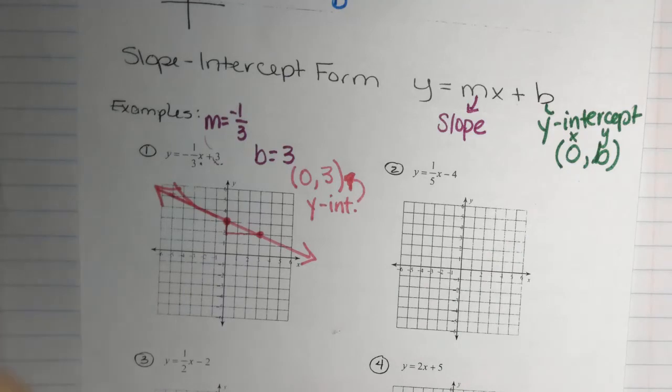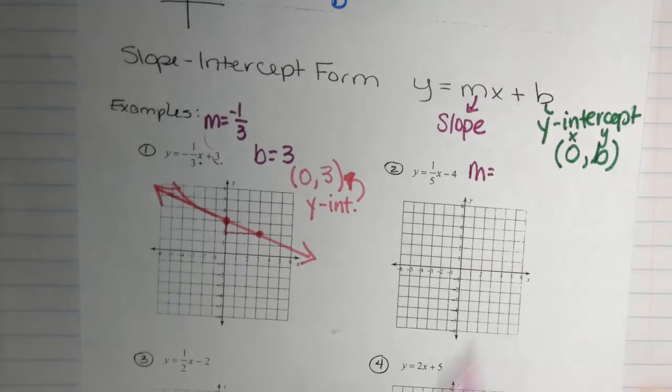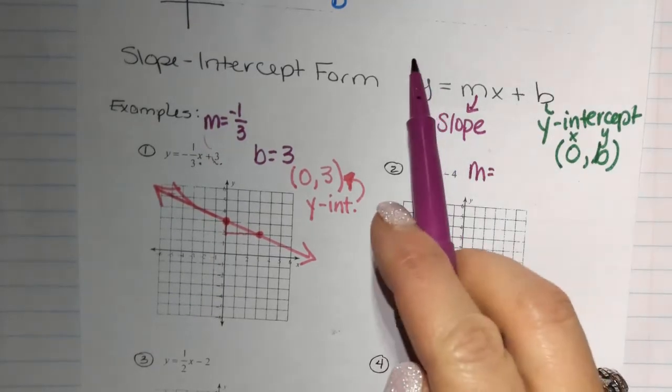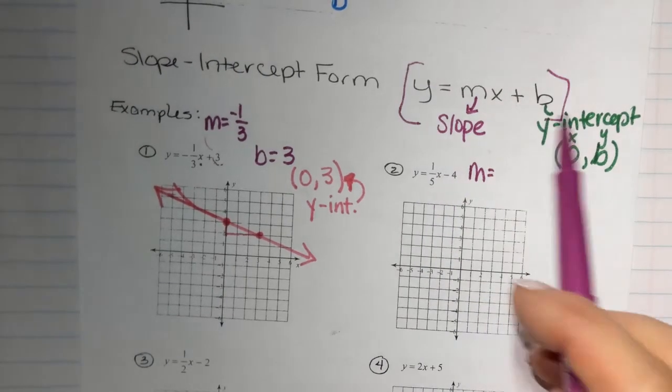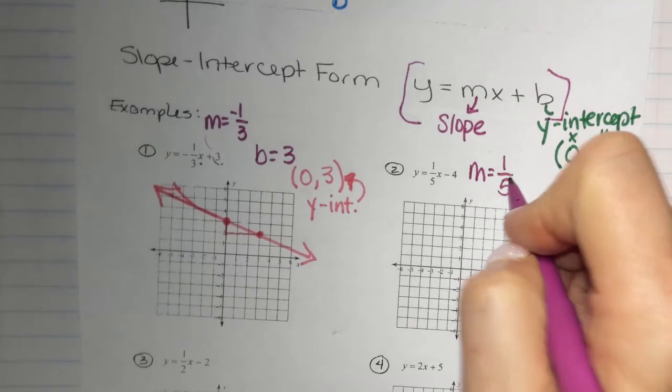So we have a new equation. Can you go ahead and write down the m? What is the m? The slope. Remember to use this as your guide. y = mx + b. Your m is 1 over 5.